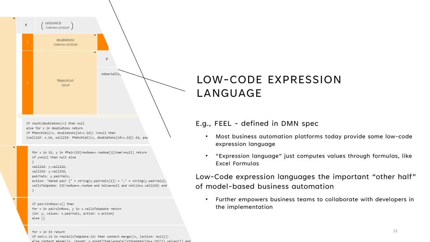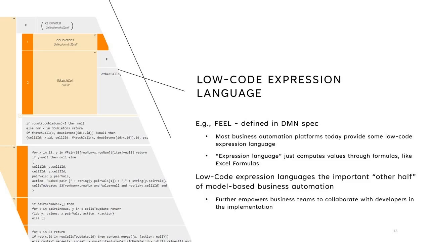It does not define and update variables. It just computes values through formulas. For example, the formulas ribbon in Microsoft Excel is an expression language. So while adoption of FEEL as a standard has admittedly been slow, even within the decision management community, many business automation vendors have implemented their own low-code expression languages with the objective of further empowering business teams to collaborate with developers and solutions. That's a good thing.